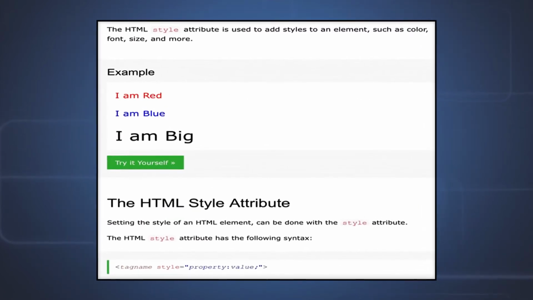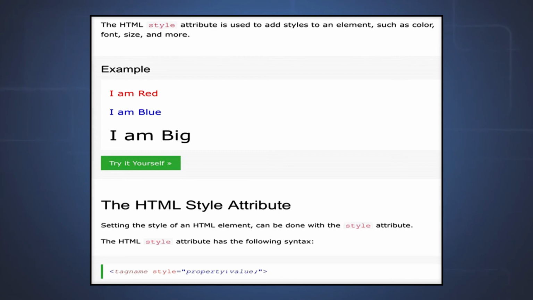The HTML style attribute is used to add styles to an element such as color, font, size, and many more things. So the HTML style attribute is very important, and you can set its attributes in such a manner that the look of the overall website enhances a lot.